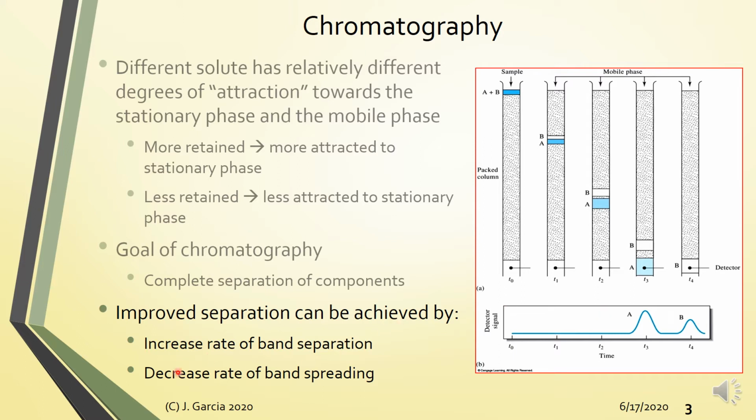Another important parameter in chromatography is that we should decrease the rate of band spreading. In terms of the chromatogram, band spreading refers to the peak width, the width of the peak. So when you say decrease the rate of band spreading, it means we want narrower peaks. The narrower the peaks and the farther away the peaks corresponding to the components of the mixture are from each other, the better the chromatographic separation.